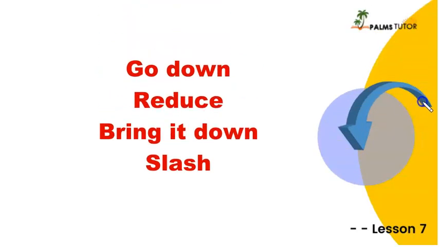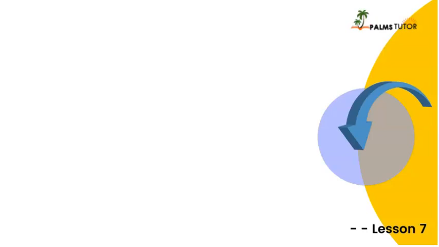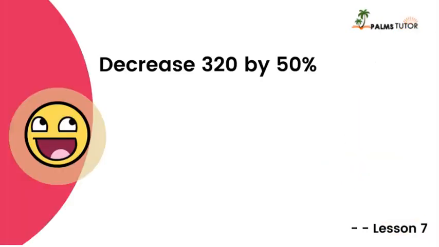Can you see this arrow? It means go down, reduce it, bring it down, slash, right? By a particular percentage, right? And that's what happens when we have a discount. A discount is a reduction in a particular value by a particular percentage, right?